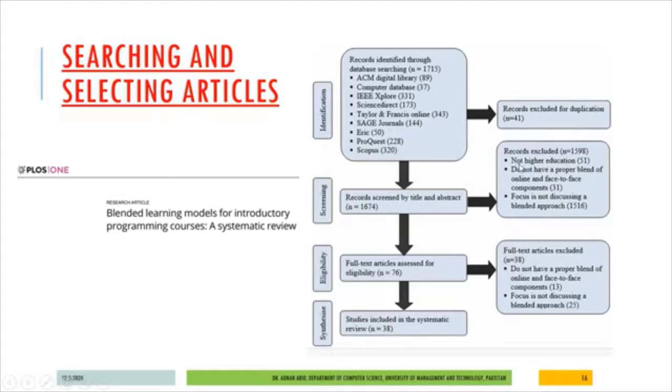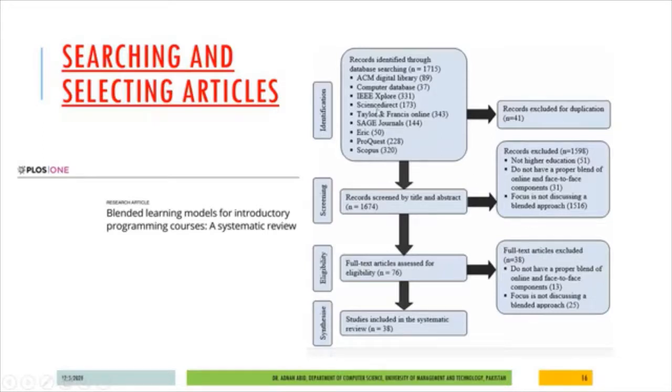So the ones which were aiming at school education, maybe or college education, they have been excluded. 51 were those that do not have proper blended online and face-to-face components. We were enforcing that we'll only consider the articles which are blended, and we have defined what blended means, that online and face-to-face components should be there. 31 of them were claiming to be a blended learning approach, but they did not have this definition that we opted for this particular study. So we are excluding them, and the focus is not discussing a blended approach.